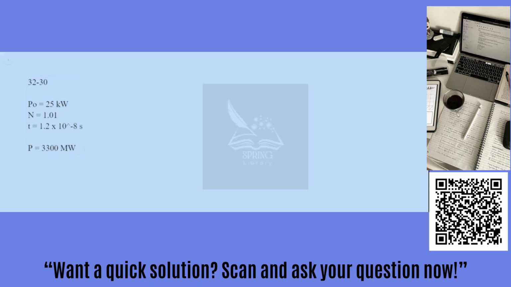The average time for the neutrons released by one generation of fissions to trigger the next generation of fissions is 1.2 times 10 to the negative 8 seconds. How much time elapses before the power output from a single generation of fissions grows to 3,300 megawatts? So P final would be 3,300 megawatts.